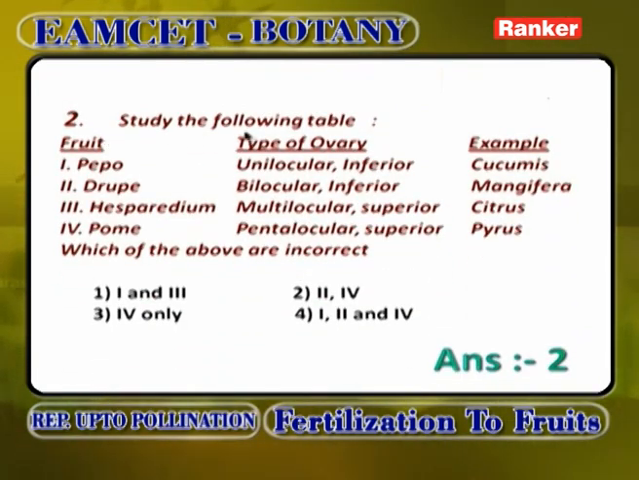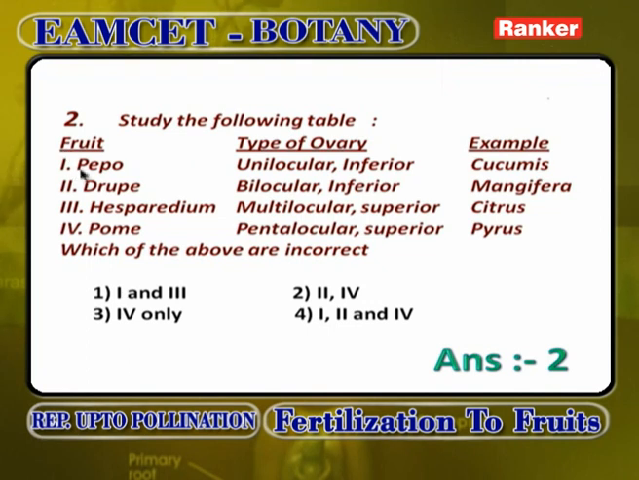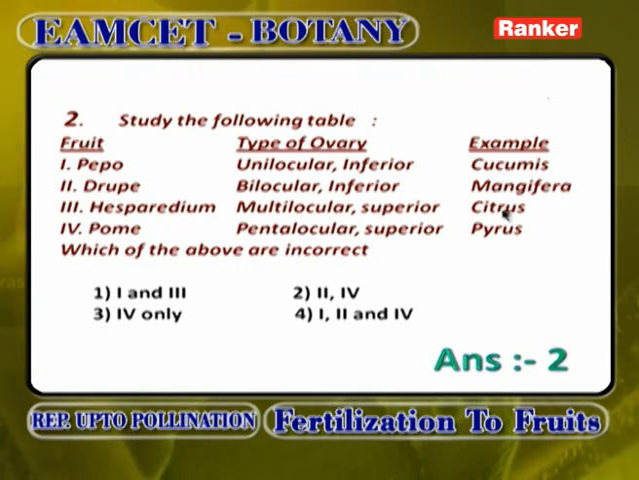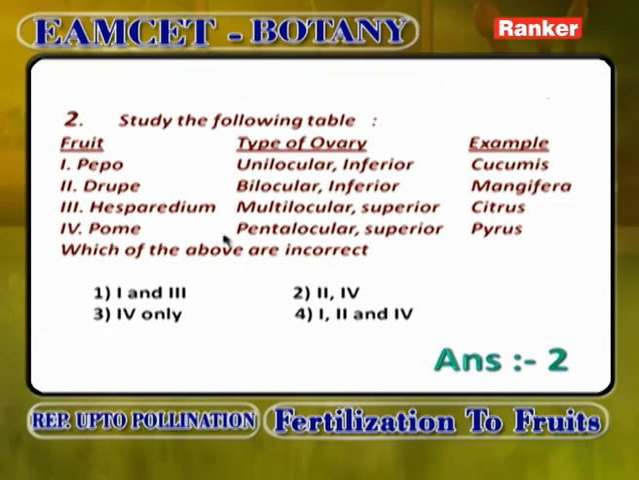Now, study the following table. Pepo, unilocular, inferior, Cucumis. Drupe, bilocular, inferior, Mangifera. Hesperidium, multilocular, superior, Citrus. And pome, pentalocular, superior. We have to identify the incorrect combinations. Pepo, unilocular, inferior, Cucumis is correct. Drupe, bilocular, inferior, Mangifera: it is not inferior, it is superior. You have to remember this.